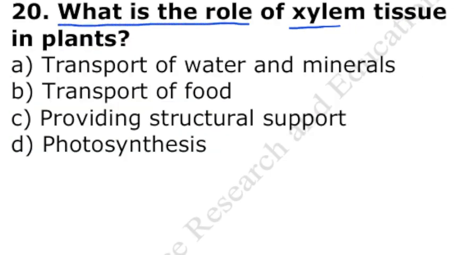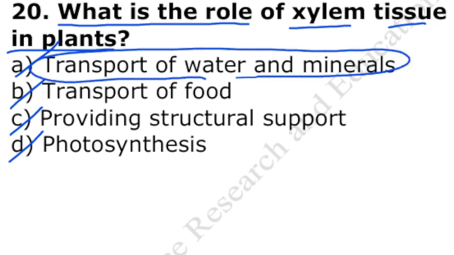What is the role of xylem tissue in plants? Transport of water and minerals, transport of food, providing structural support, photosynthesis. The main function of the xylem tissue is the transport of water and minerals.